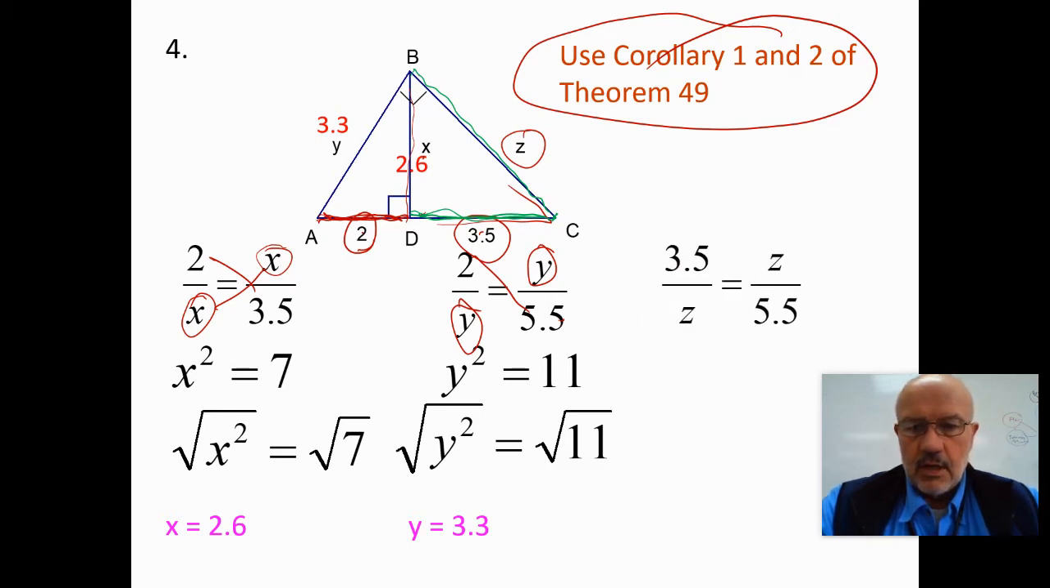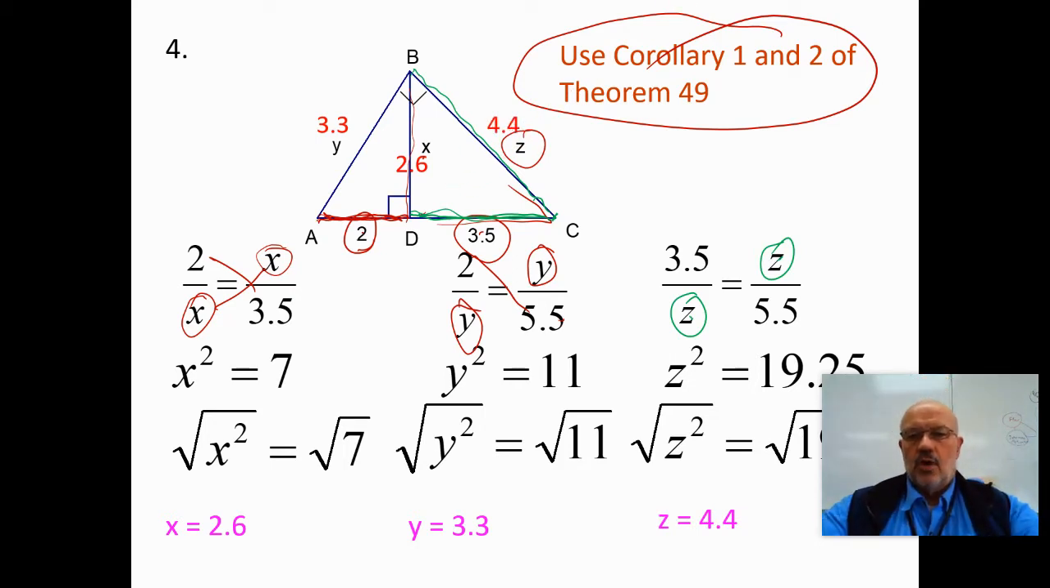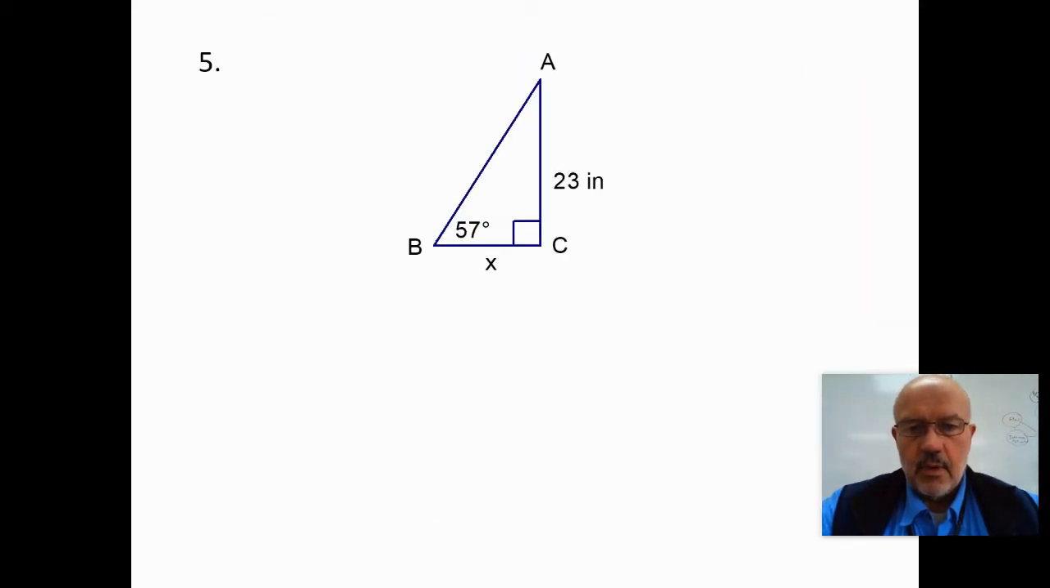So the leg of a right triangle is the geometric mean. Remember, that means it occupies these two places in a proportion between the hypotenuse and the projection on the hypotenuse, which is the 3.5. So multiplying that out, I believe that says 19.25, and the square root of that is 4.4. And there you have it. That's corollary 1 and 2 of theorem 49. That's number 4.